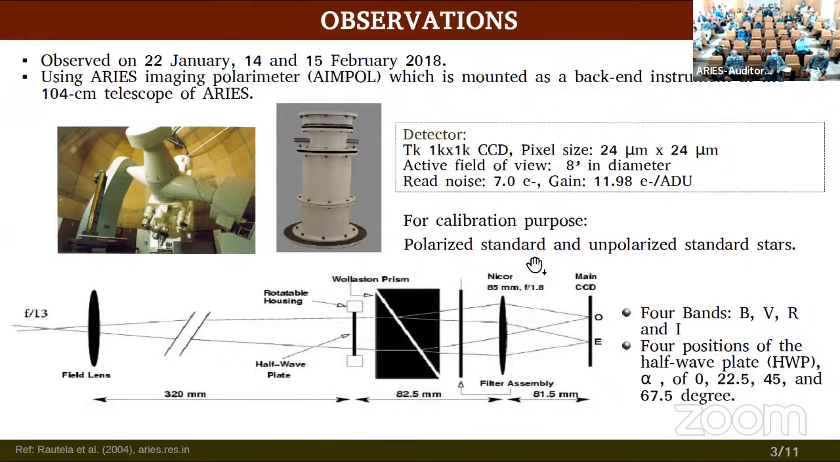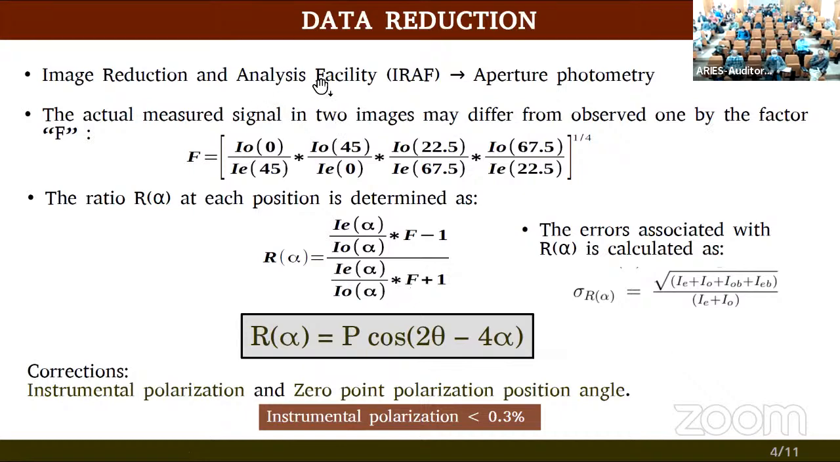For calibration purposes, we have also observed some polarized standard and unpolarized standard stars. The observations were taken in four bands: U, B, V, R, and I. We have used the Image Reduction and Analysis Facility for determining the aperture, doing the aperture photometry, and determining the flux of the ordinary (I_O) and extraordinary (I_E) images. By using this formula, we have calculated the degree of polarization P and the polarization position angle theta. We have corrected all the stars for instrumental polarization and zero point polarization position angle using the unpolarized and polarized standard stars. In all bands, we found that the instrumental polarization was less than 0.3%.